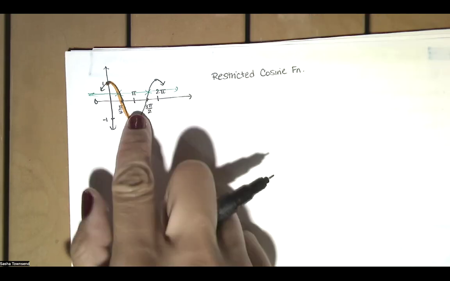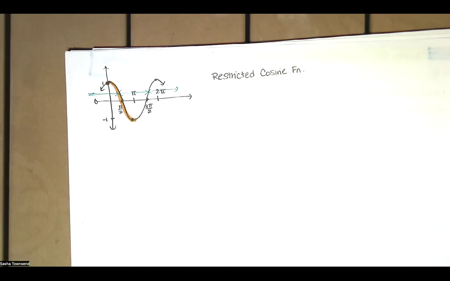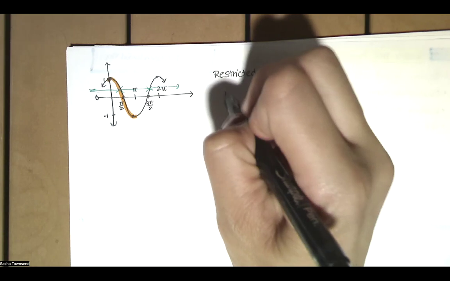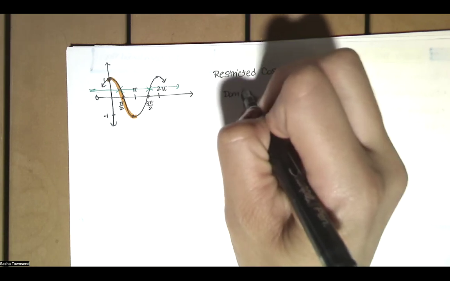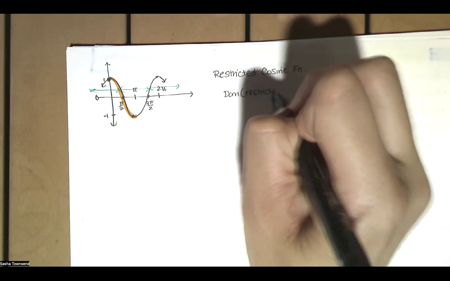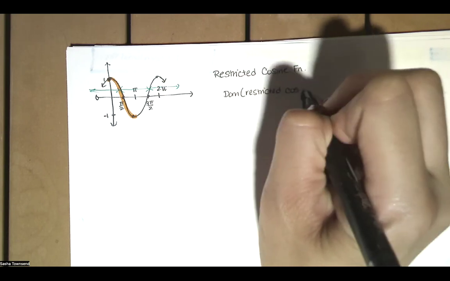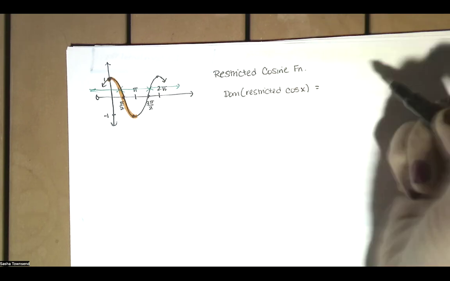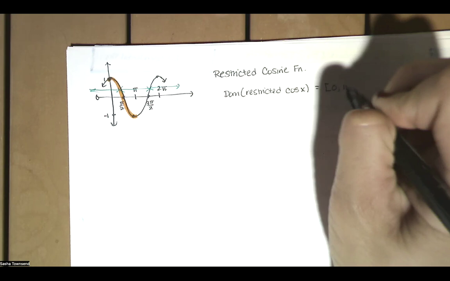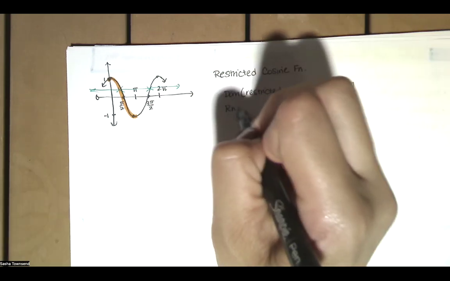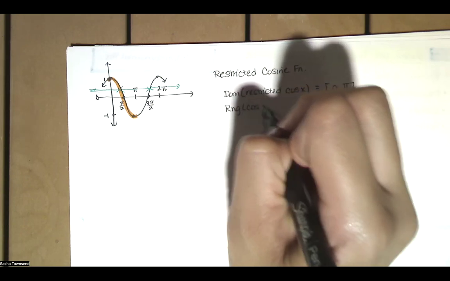So we're just looking at that one interval. We just happen to have chosen an interval where the function is decreasing. The domain of the restricted cosine function is 0 to pi. And the range is -1 to 1. We haven't changed the range at all.